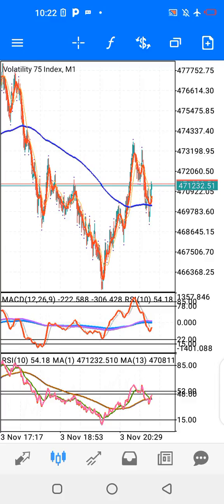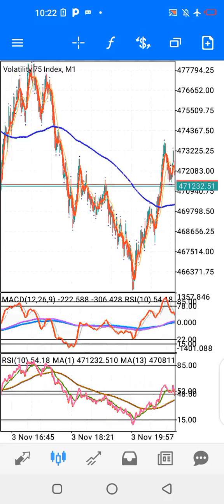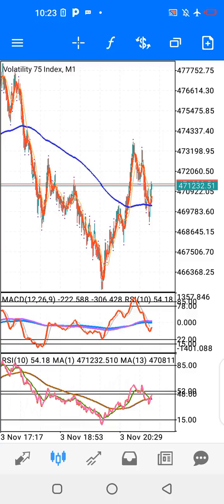Today we'll be looking at a strategy you can use to trade the Volatility 75 Index. On my screen I have the Volatility 75 Index on the 1 minute time frame. The 1 minute time frame is the smallest time frame on the chart, and I have some indicators loaded on the chart. I have 3 windows.